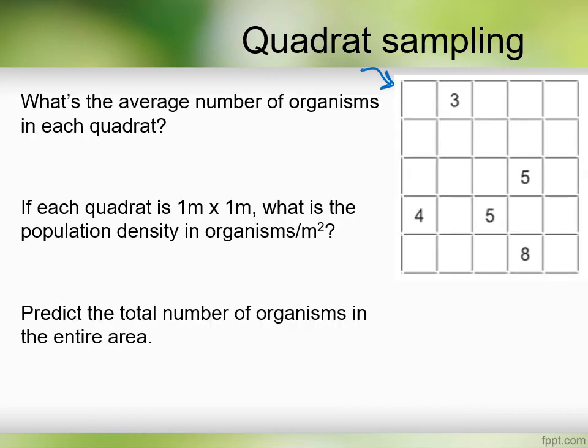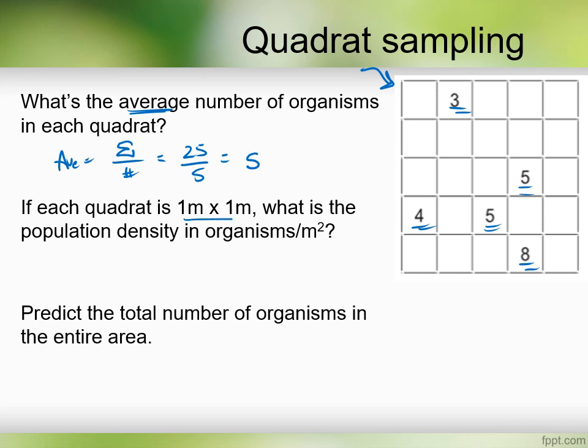So here we have an example of quadrat sampling that has some data in it. Let's see what kind of math we can do with this data. First up, average. We can calculate average number of organisms in each quadrat. Average, as always, is going to be the sum of the data divided by the number of pieces of data. 3 plus 4 is 7, plus 5 is 12, plus 5 is 17, plus 8 gives us a grand total of 25 organisms divided by 1, 2, 3, 4, 5 quadrats. That's going to give us an average of 5 organisms per quadrat.